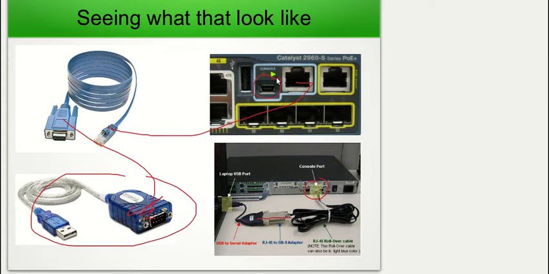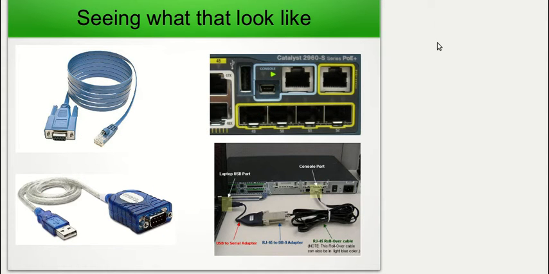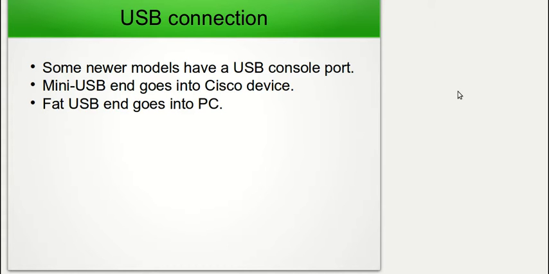And like I said before, some more modern Cisco devices actually support a USB connection, which allows you to connect to the console port via a USB cable. So the last wired connection type is simply a USB connection. You can buy a USB console cable specially made for Cisco devices. It looks like a rollover cable, apart from the connections being USB. The mini USB end would go into the Cisco device, and the fat USB end would go into your PC or your laptop.